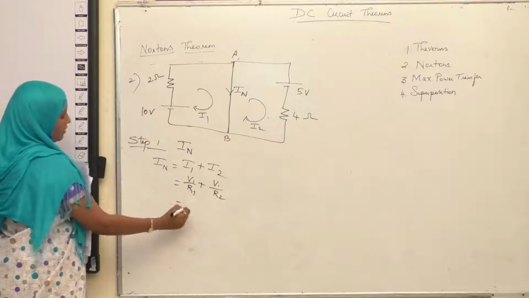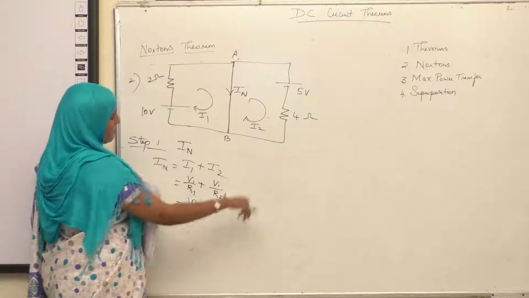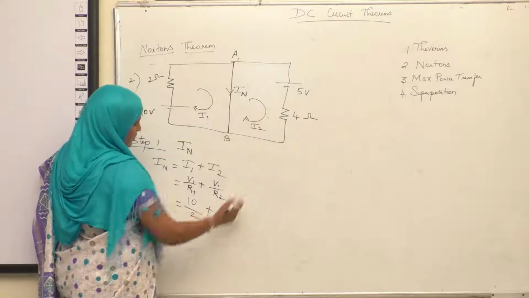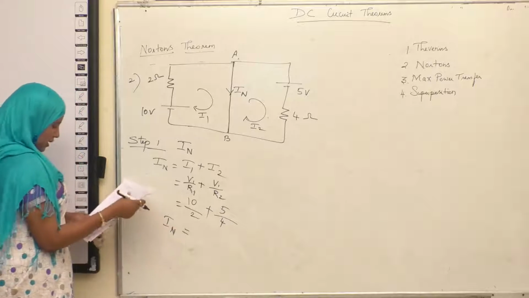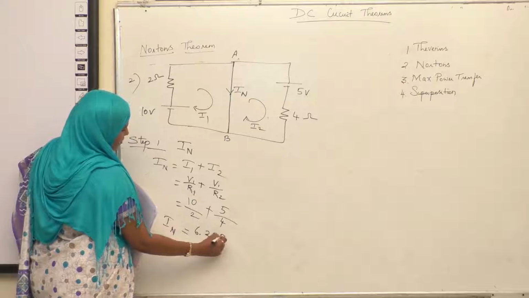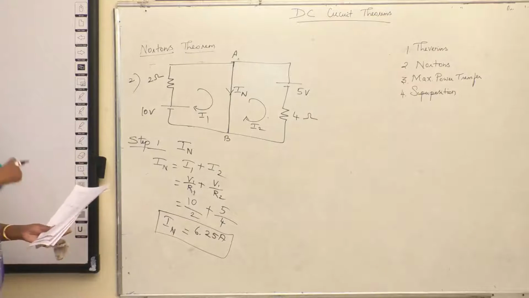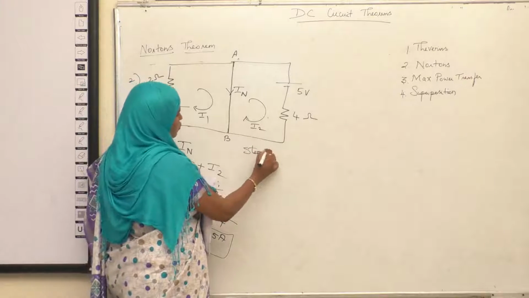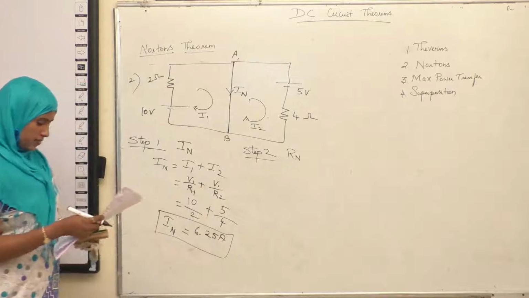So here you have V1 as 10 volt divided by this resistance 2, plus here you have 5 volt divided by this resistance 4. So when you simplify this, you get a total current IN as 6.25 ampere. This is your first step to find IN. Your second step is to find RN, that is Norton's resistance.